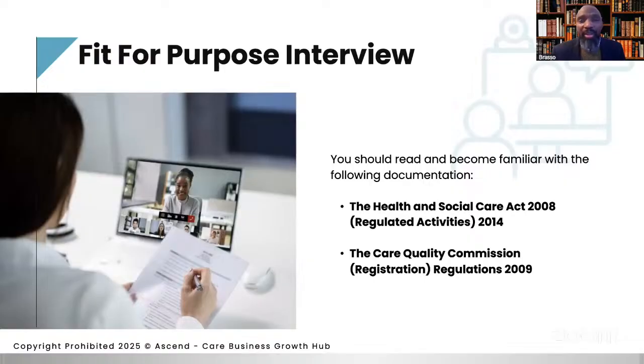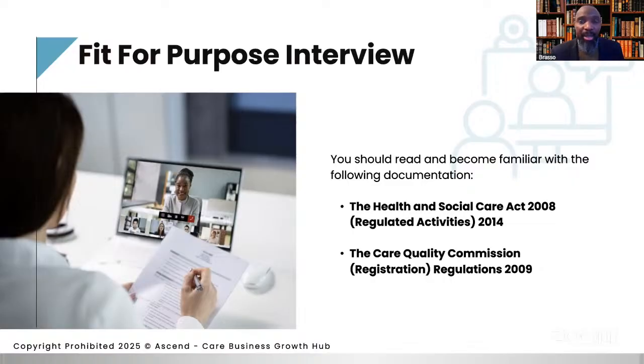So I'm going to have a quick dive into the fit for purpose interview. What's important is your understanding of the Health and Social Care Act 2008 (Regulated Activities) Regulations 2014. This is very, very important because this is the piece of legislation that gave birth to CQC's fundamental standards. You also have the Care Quality Commission (Registration) Regulations 2009, which talks about the statement of purpose in detail. It talks about the notices, things that you need to tell CQC without fail, which are very, very important. But there are other things that you need to consider as well.